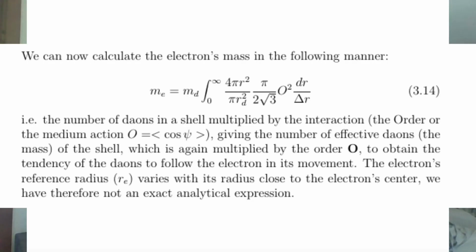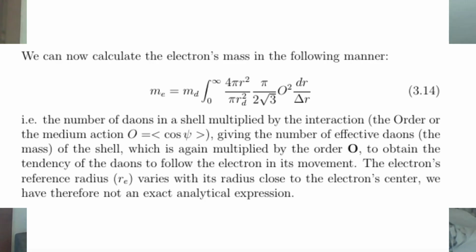We have still not understood exactly, for instance, what is the value of the reference radius for the electron, and what is its mass. The daon is associated with some sort of mass. It should also have some size. So what is the size or radius of a daon? And to understand this, we have to go a step further. First we can calculate the mass of an electron, but as you see here, I just present the integral. You can do this numerically, which we will do later on.